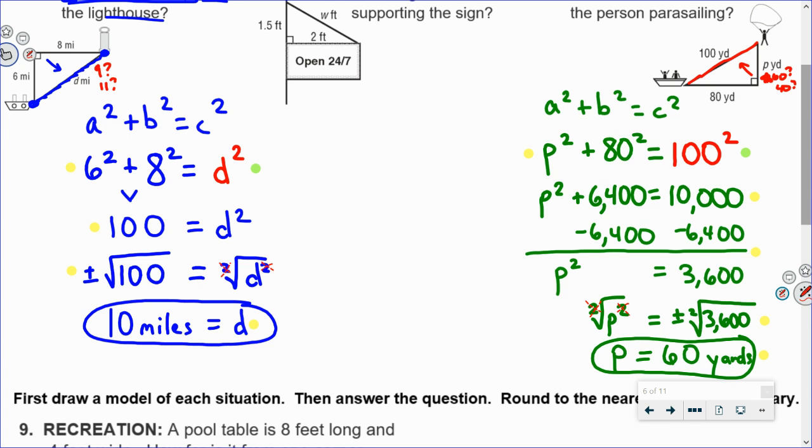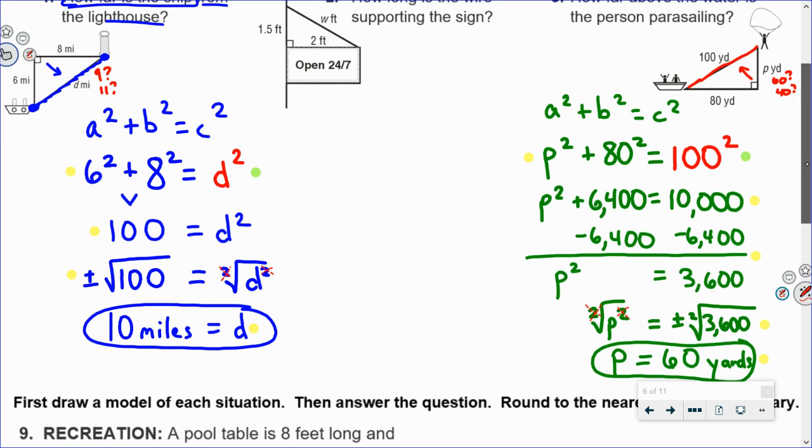Now, I'd like to tell you that every answer in the world is going to be a lovely whole number, but it's not. Just because we have 10 miles and 60 yards doesn't mean they're not going to be decimals. So expect those in the future. If you wish, you can pause, go do number 2, and just ask yourself, is number 2 more like number 1 or number 3? Yes, folks, you may use a calculator.